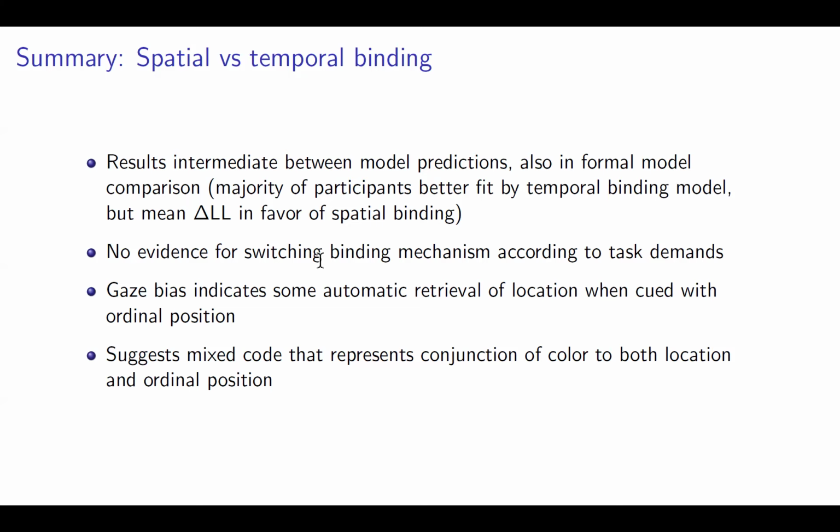And if you make an error in, for example, retrieving the ordinal position from the spatial location, then you have two competing cues for retrieving the color, and sometimes you pick the right one and sometimes you pick the wrong one. So you sometimes get the right color, and sometimes you get these congruent swap errors. That would be the idea.